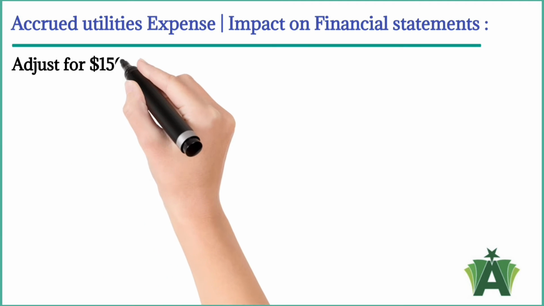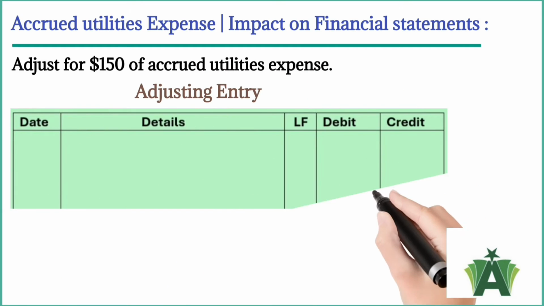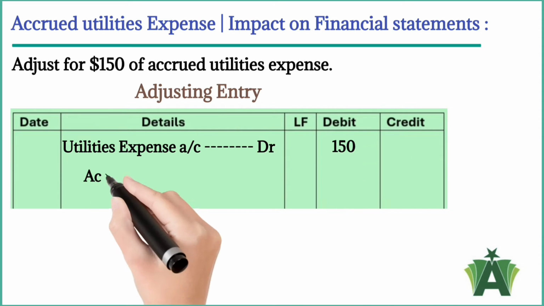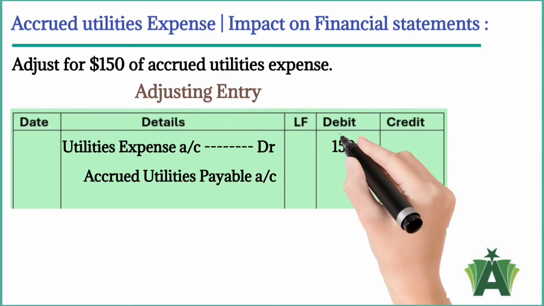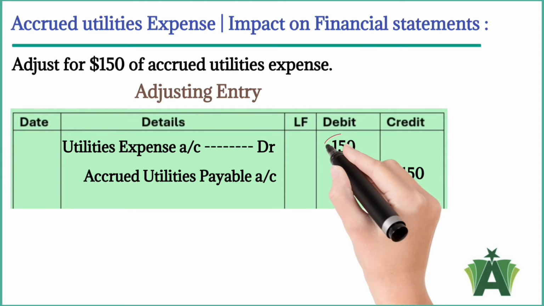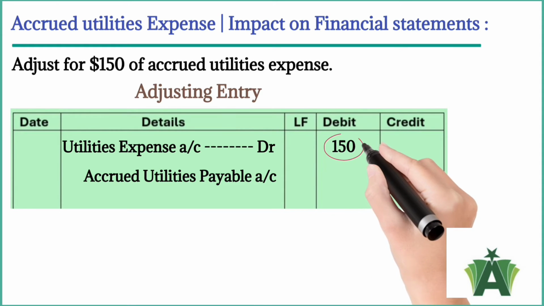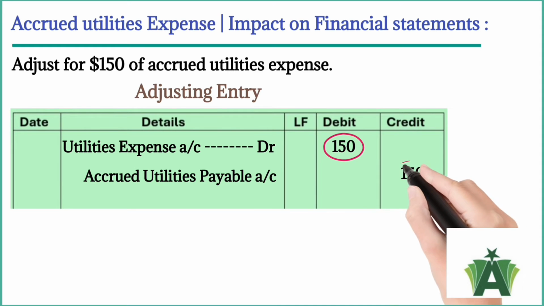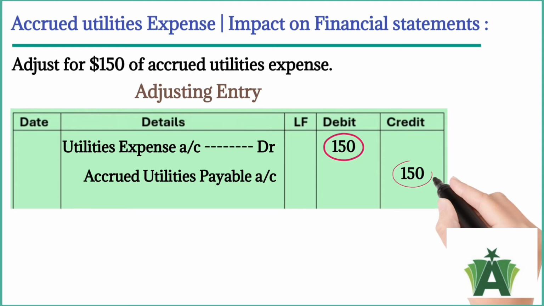Adjust for $150 of accrued utilities expense. Adjusting journal entry will be: utilities expense account debit $150. Accrued utilities payable account credit $150. Utilities expense recognizes the expense in the current accounting period, under the accrual basis of accounting, even though the bill has not yet been received or paid. Accrued utilities payable records the liability, reflecting that the company owes $150 for utilities consumed but not yet billed.